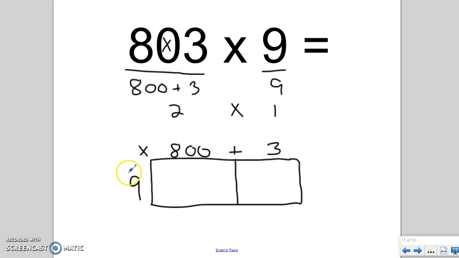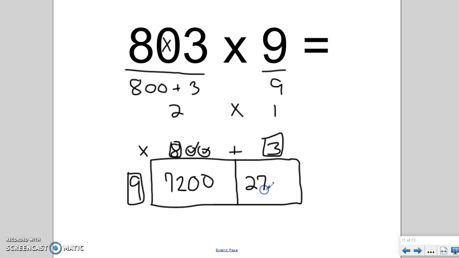And now it's time for box and dot. 9 times 8, using my 9's finger trick, that's 7 on the left of my trigger finger and 2 on the right. And then I have 2 zeros to add on to that answer. And then of course I have 9 times 3, put down my trigger finger, I have 2 on the left and 7 on the right, and I don't have any zeros.